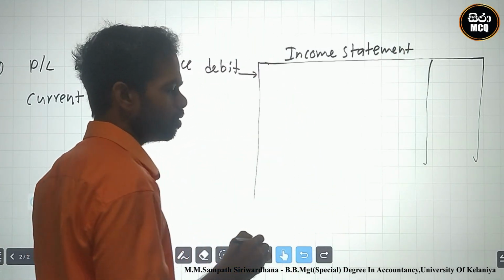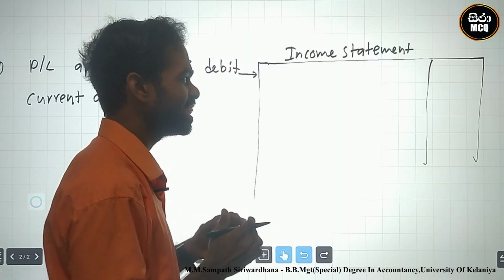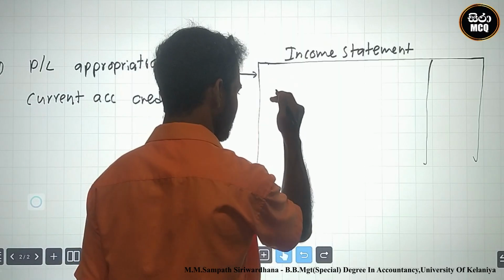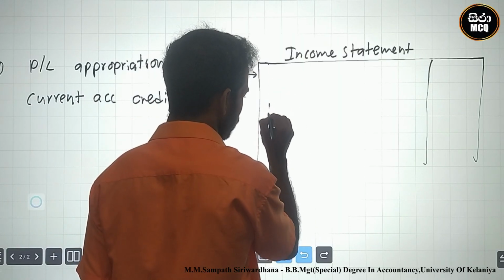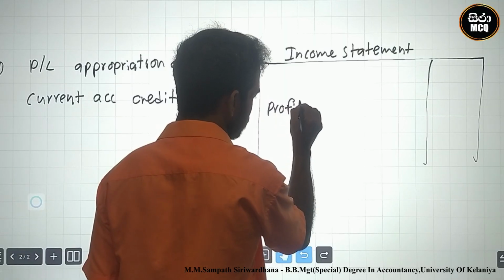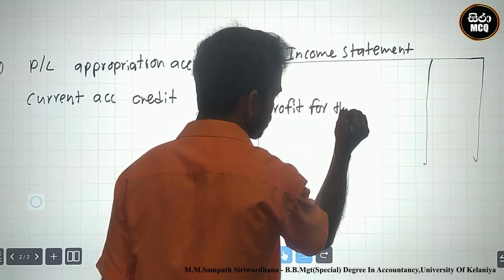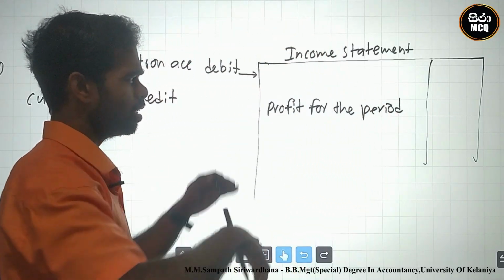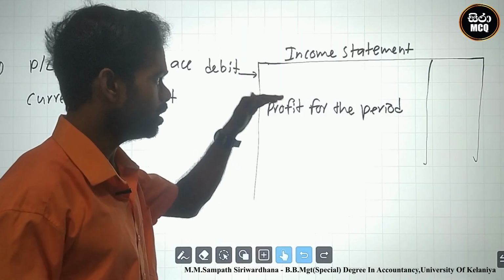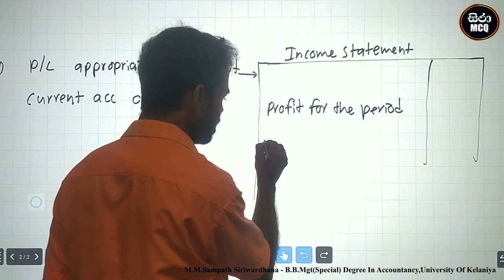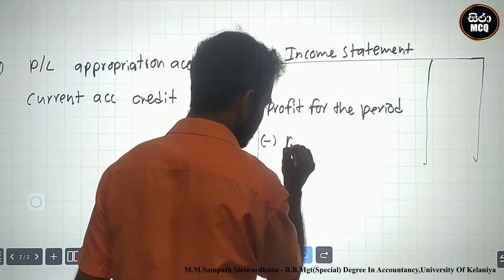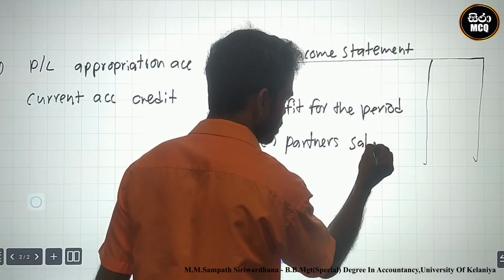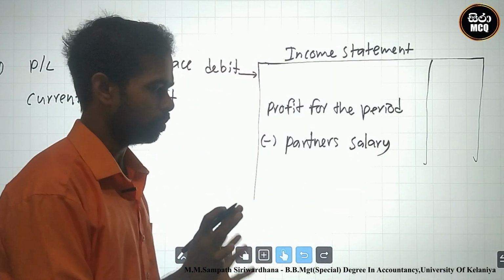after the profit for the period is calculated, you must enter partner salary. Look here, there is already a calculated profit for the period. The expenses and cost of sales are above the profit for the period. After that, you deduct partner salary.